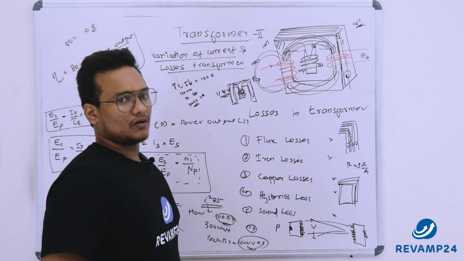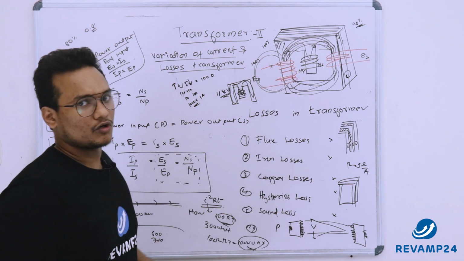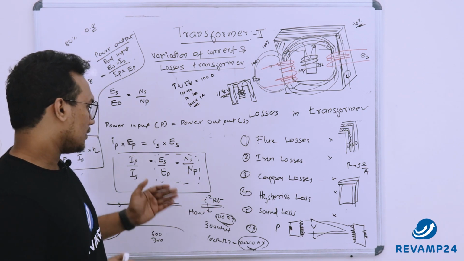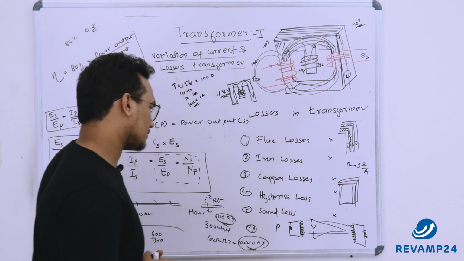The next thing is copper losses. Simply, whenever current is passing through the copper conductor, there would be I square RT losses, the one which I told in the case of power transmission. So this is copper loss, I square RT loss.